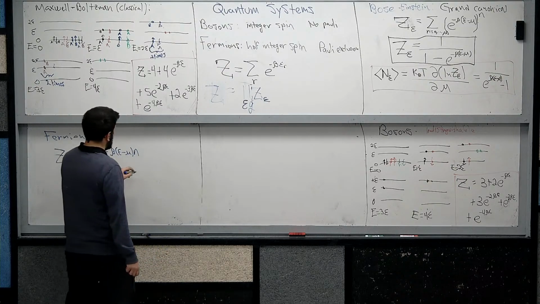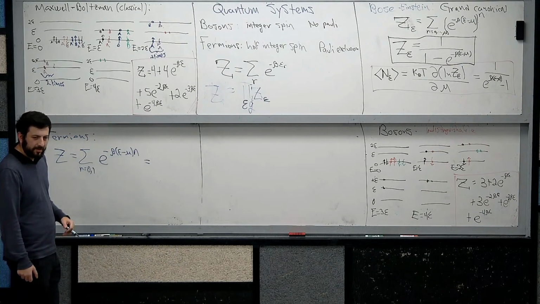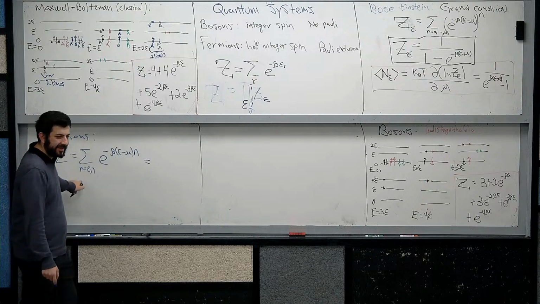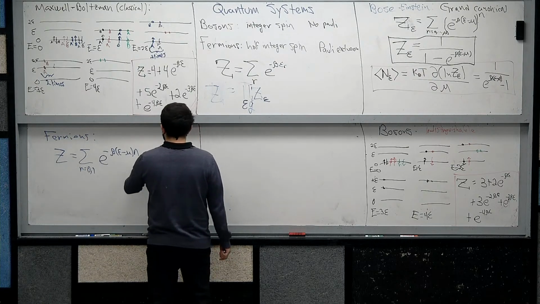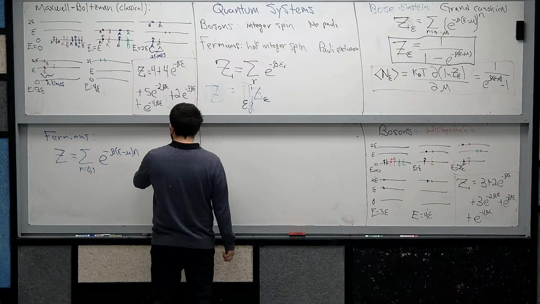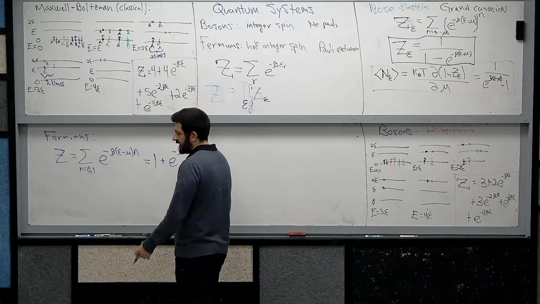So just as before, but this is not a geometric sum, but it's actually easier, right? So the first term would be 1, and the second term would be that, and that's it, right?